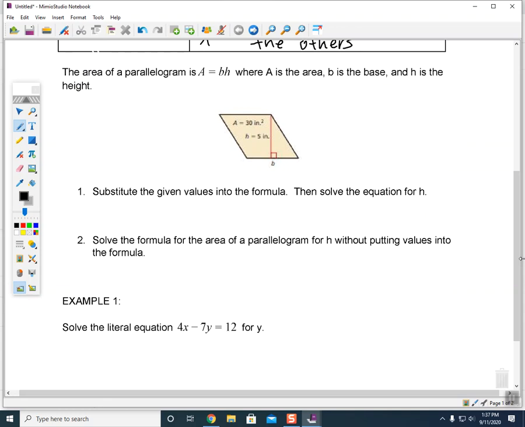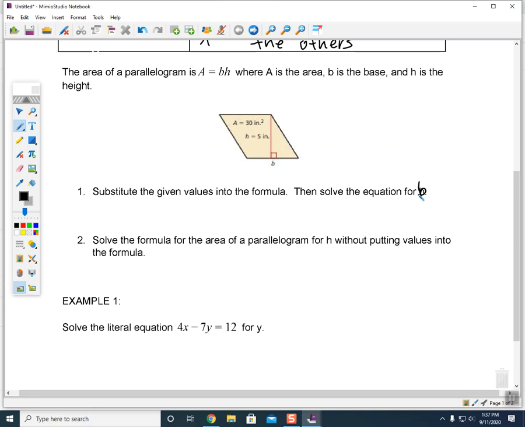Okay, so what this looks like. The area of a parallelogram is area equals base times height. B is the base, and h is the height. So, given the values that were here, plug those into the formula, and then we're solving for b, not for h, because we are told what h is, we're not told what b is.